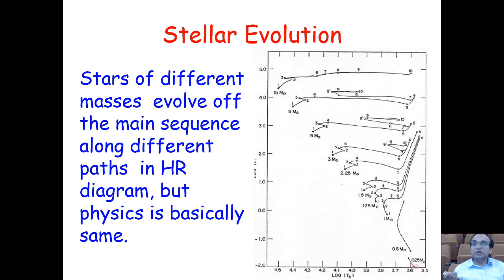So stars of different masses evolve off the main sequence along different paths of the star diagram. These are the evolutionary tracks of the stars, so it depends on their mass. If this is a 0.5 solar mass star and this is a 15 solar mass star, let us see one by one how the star evolves.